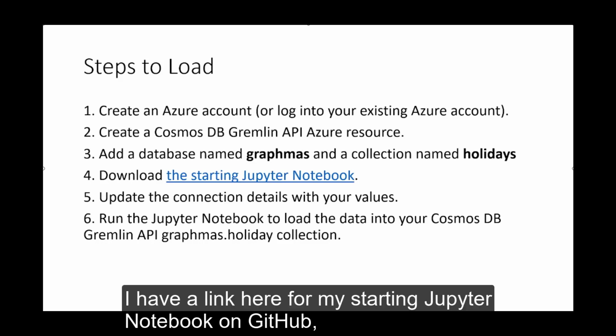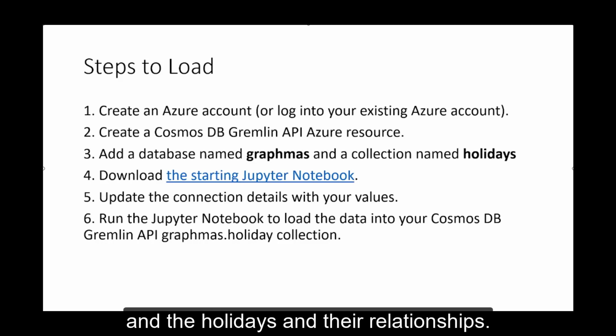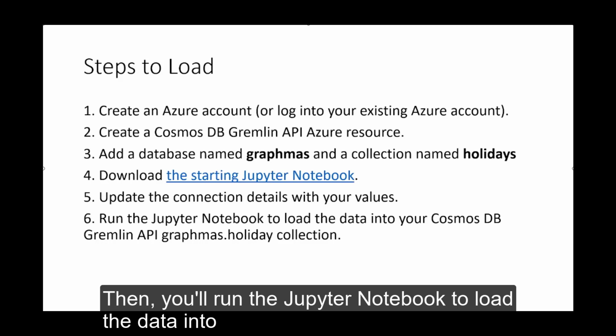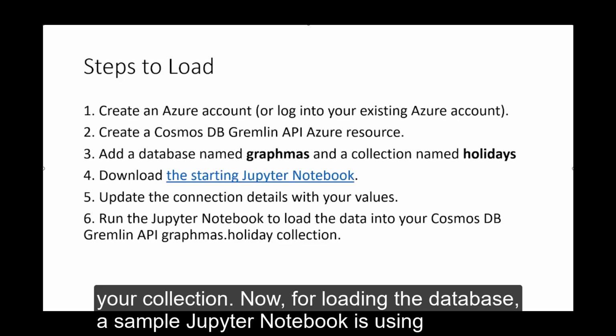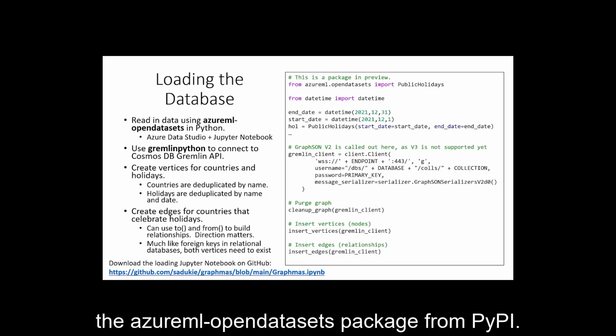I have a link here from my starting Jupyter notebook on GitHub, which will go ahead and load the data for you, specifically looking at the countries and the holidays and their relationships. So you'll update the connection details in that Jupyter notebook with your values. Then you'll run the Jupyter notebook to load the data into your collection. Now for loading the database, the sample Jupyter notebook is using the Azure ML Open Datasets package from PyPI.